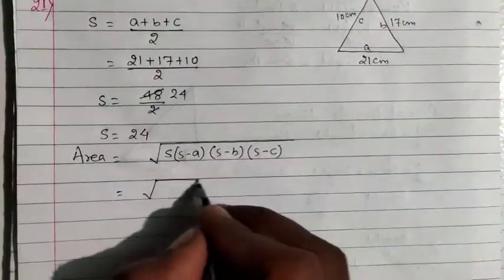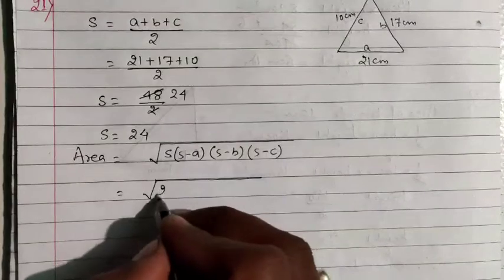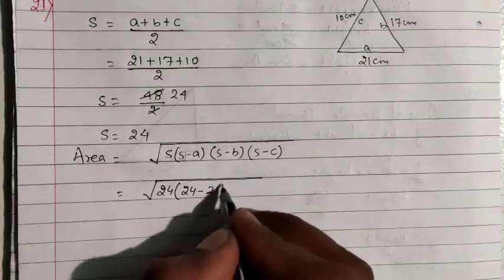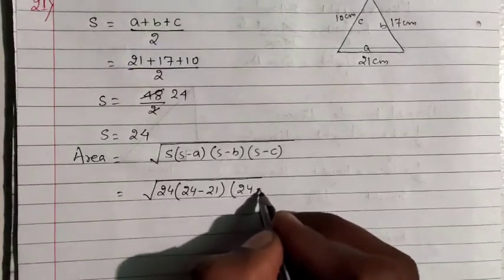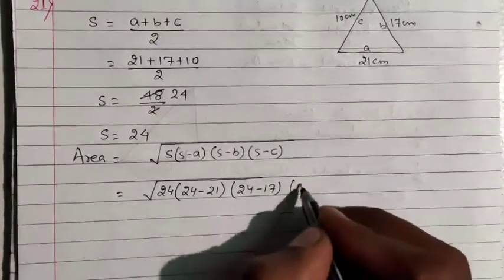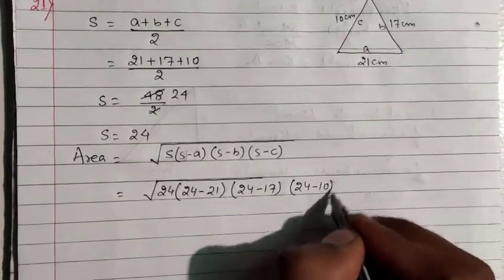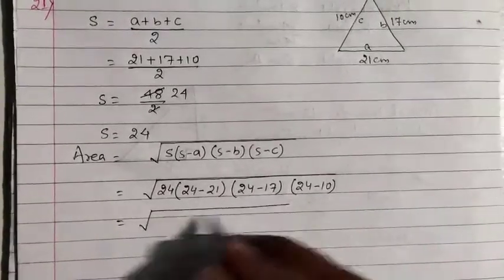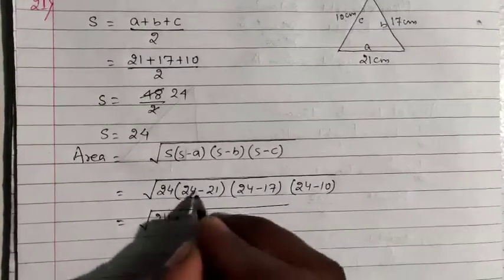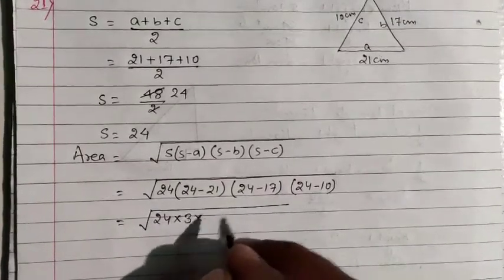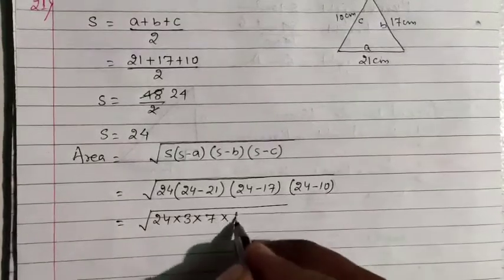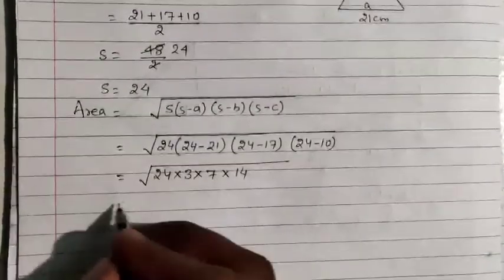Next we will write under root S. The value of S we have calculated is 24, into 24 minus 21, into 24 minus B 17, into 24 minus C 10. Now we will calculate it. Under root 24 into 24 minus 21 is 3, into 24 minus 17 is 7, into 24 minus 10 is 14. Now we have to calculate the square root.